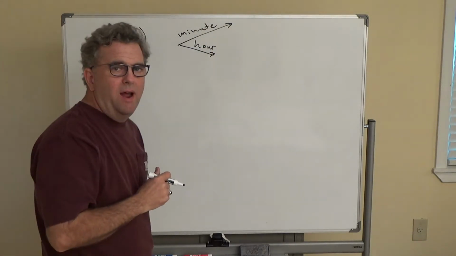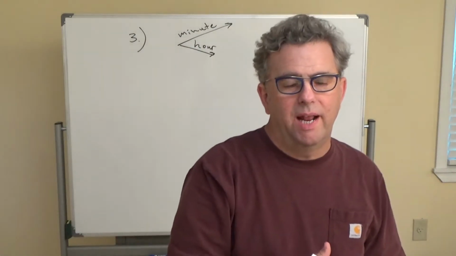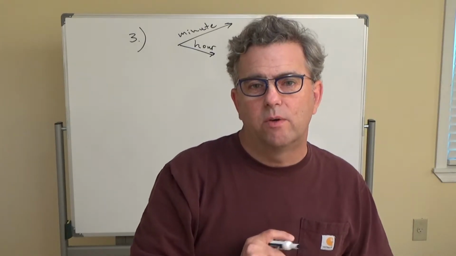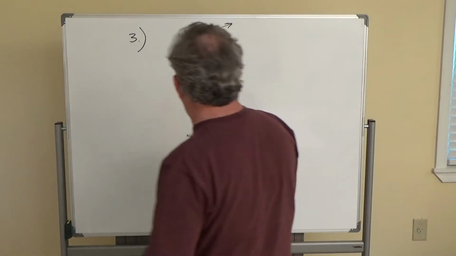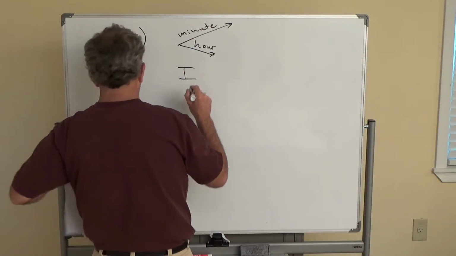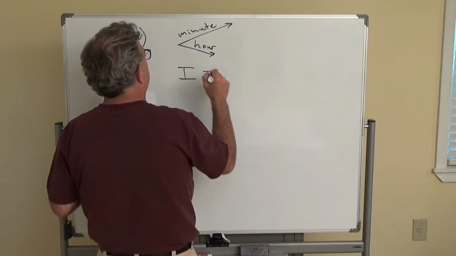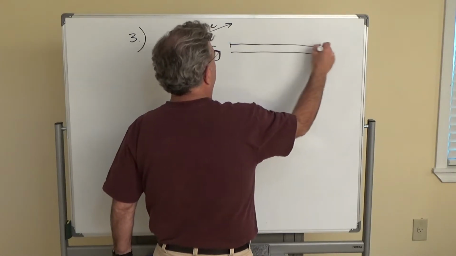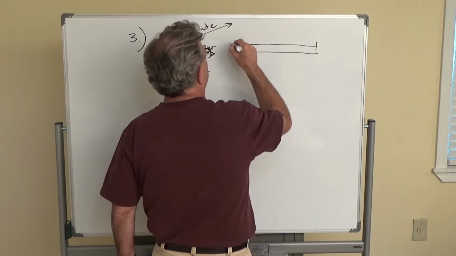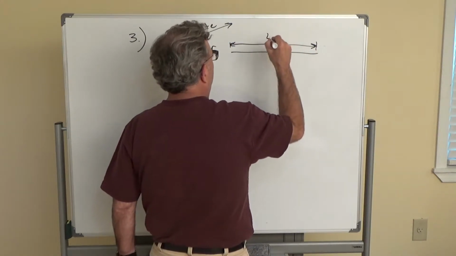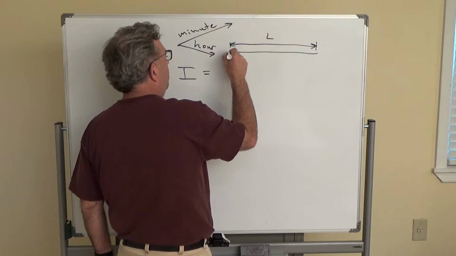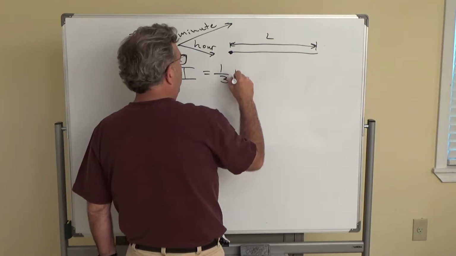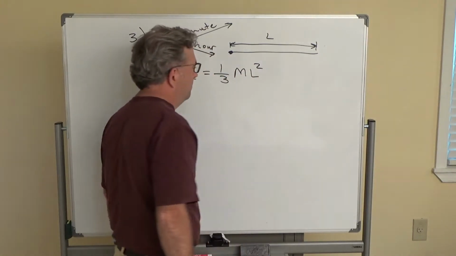And they're going round and round. And as you know, the minute hand goes around once every 60 minutes. The hour hand goes around once every 12 hours. And what you need for this is that the I of a thin rod of length L, rotated about its end, is equal to 1/3 ml squared.